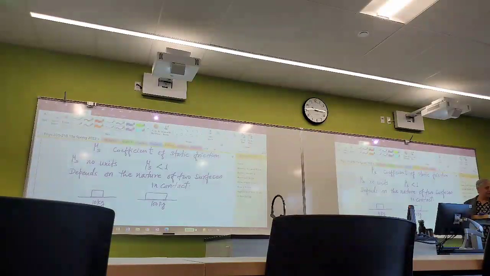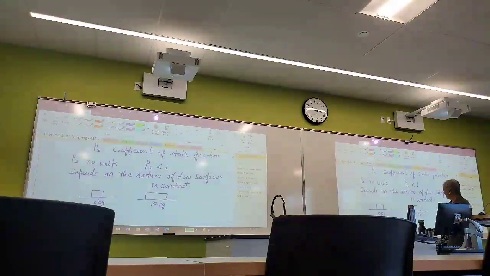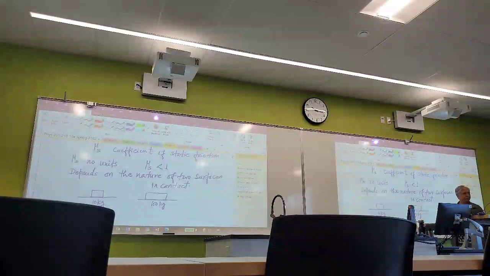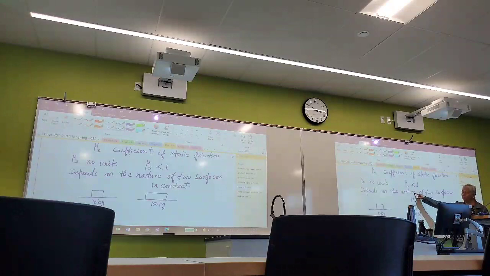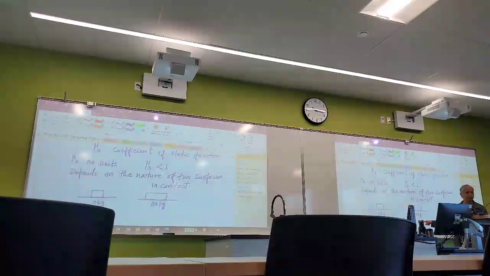Because on this 100 kilo, is there mg present down, which is 100 times 9.8, correct? And there is a normal force here, right? Is that normal force equal to mg? So this has a bigger normal force, right?